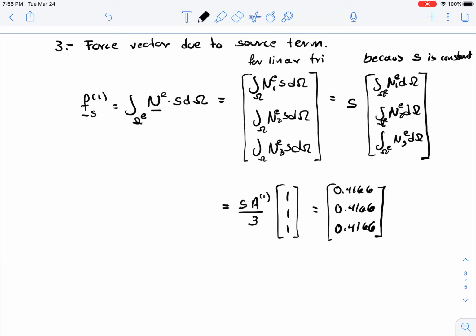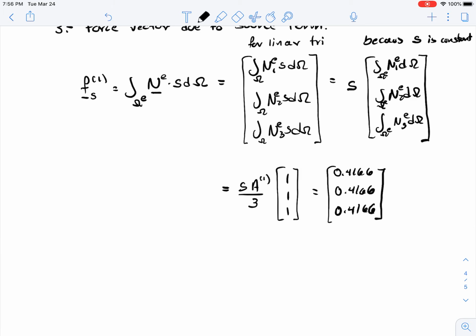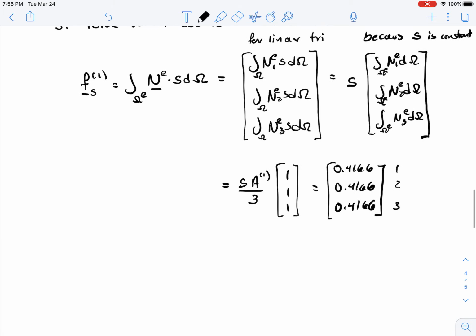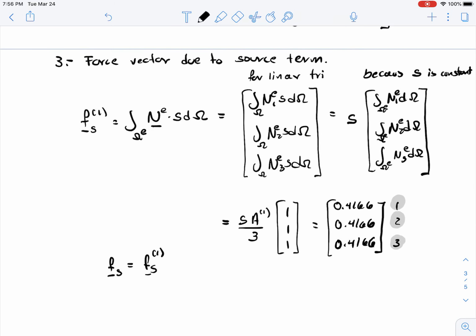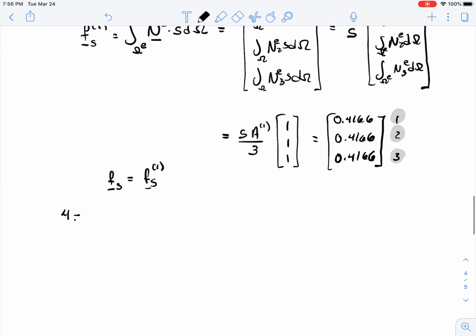Again, this is the general definition, true for any element. For the triangular element, I have 3 shape functions, so this is what it would look like. Furthermore, because s is a constant, I can take it out. And then the integral of the shape functions I can compute without doing the integral. Just believe me that it's area over 3. And then if you need to do the assembly, in this case, you get the same thing. Put the global node numbers right next to here. In this case, fs global is the same as fs of 1 because there's just one element. Okay, so that takes care of the source term force vector.